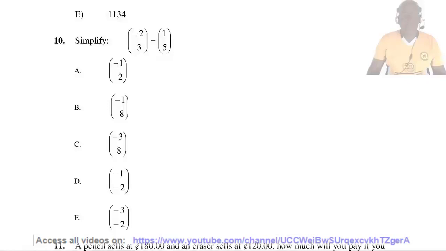Question 10. Simplify the column vector 2 on minus 3 minus 1 on minus 5. This equals, we shall add up the x components. We shall get minus 2 minus 1. Now we shall add up the y components. We shall get 3 minus 5. So minus 3 over here, minus 2 over here. So the answer is E.